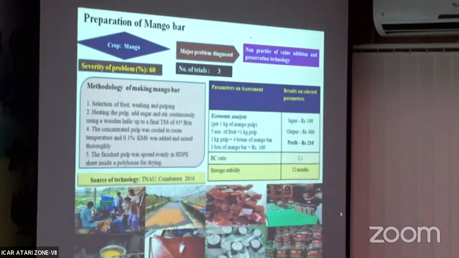Preparation of mango bar, due to non-practice of value addition and preservation methods. And the result here, economic analysis from 1 kg of mango pulp, we found a profit of 210 rupees with a BC ratio of 2.1 and storage stability of more than 12 months.